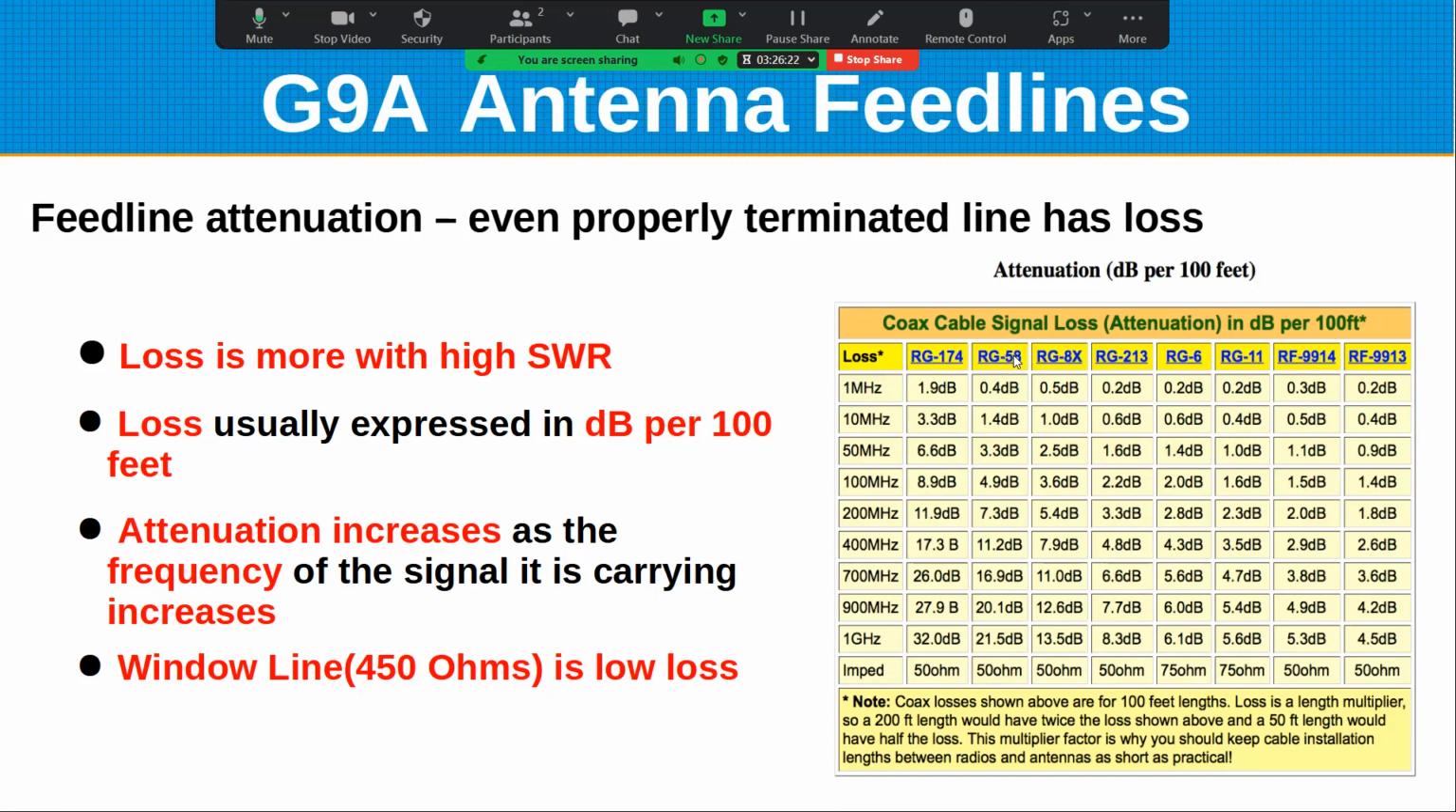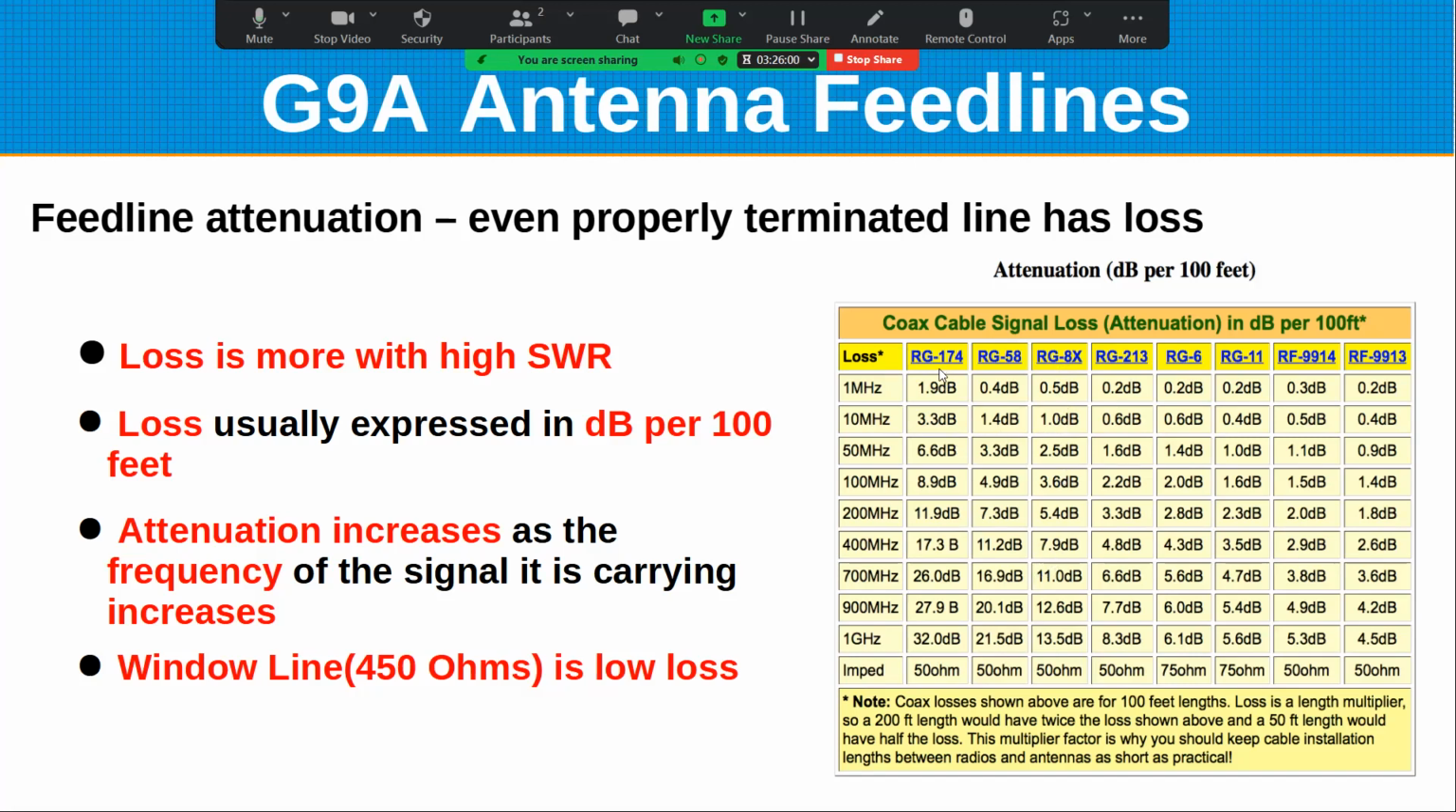RG58 was probably the most common of the 1/4 inch lines until they came out with 8X, which is basically the same size. It's a lot more flexible. It's about the same price, with a little less loss than 58.